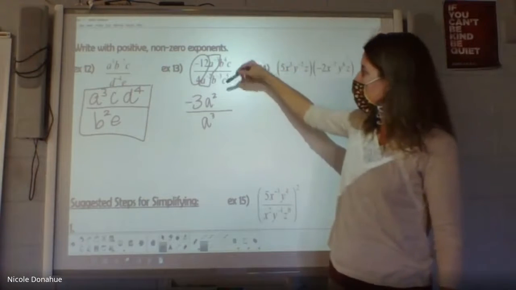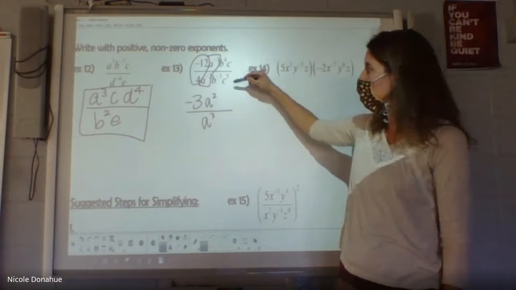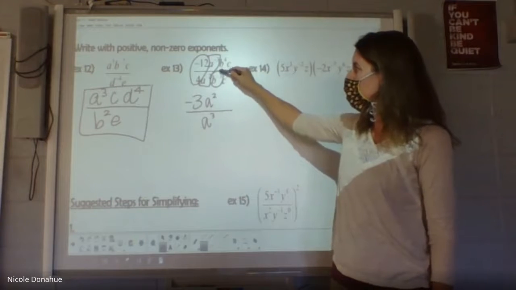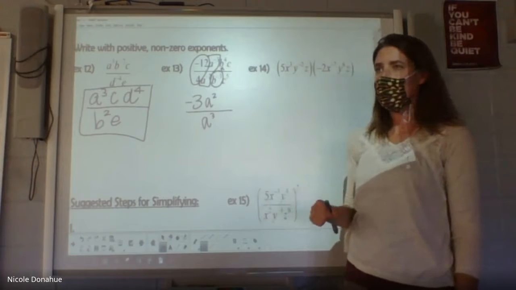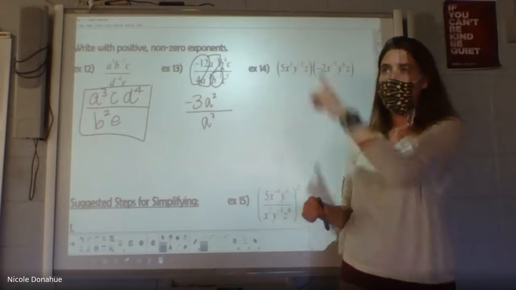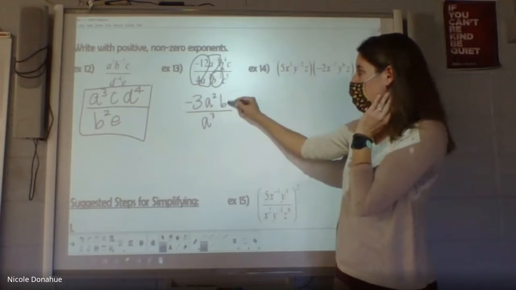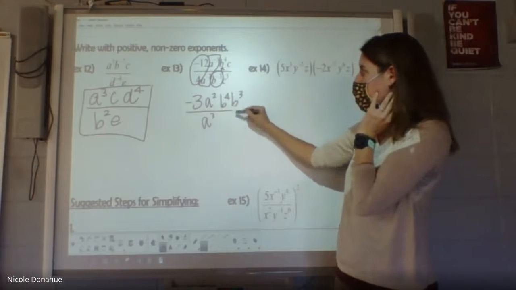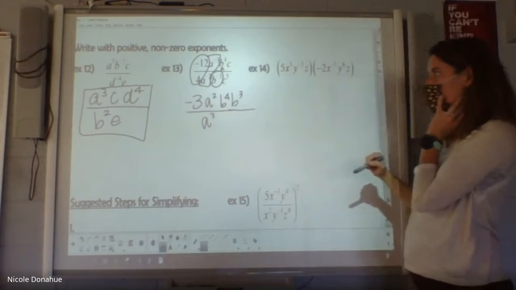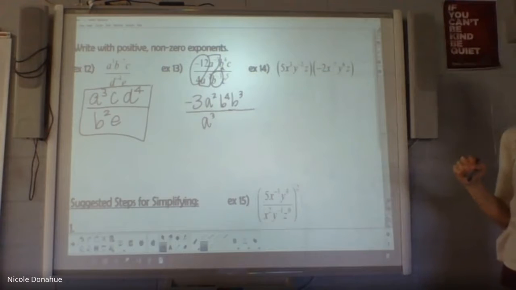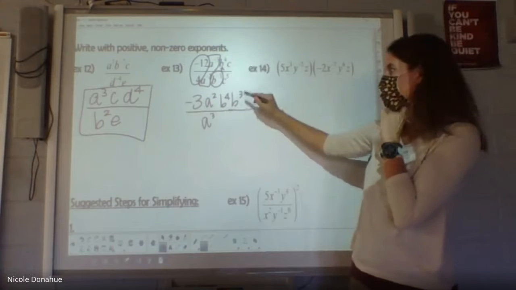How about the B's? Careful. This guy moves up, but what happens when it moves up? It adds together. It becomes positive when it moves up. So there's going to be a b to the 4th and a b to the 3rd on top. What's that? They will. I'm just trying to do a step at a time here. Yes, they will combine. So that one moves to the top and becomes positive.